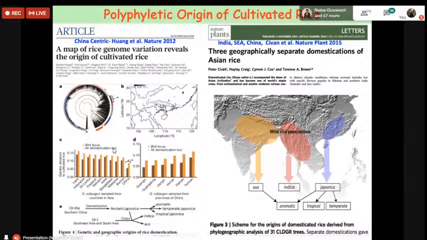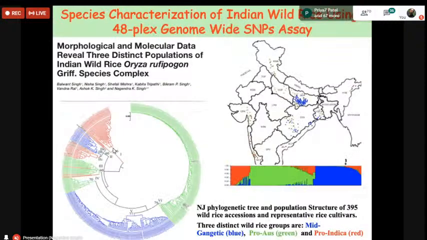And this information came from the collection of a large number of wild rice and looking at their relationship with the cultivated rice. This became very clear using the high density genomic tools. So the ancestry of the domesticated rice was established. And in the same way, now we characterize them. There are three different subpopulations.